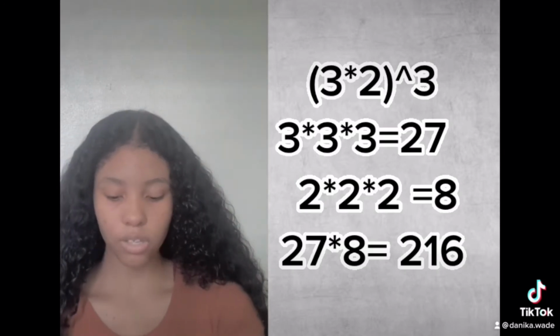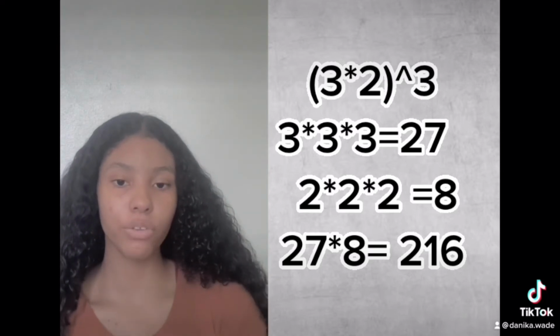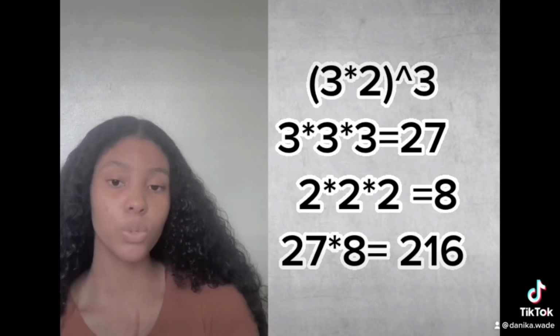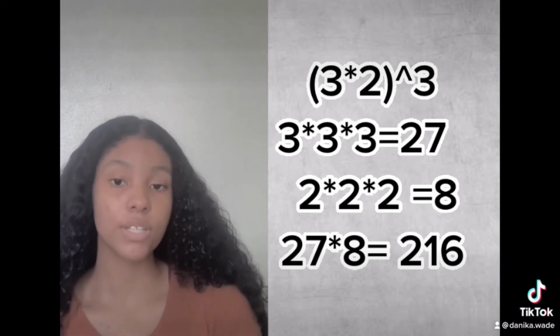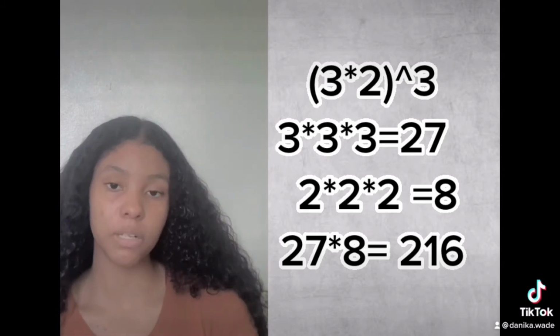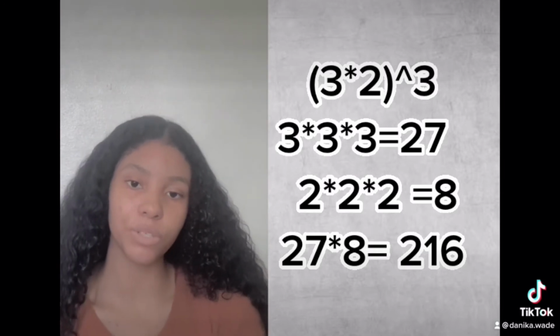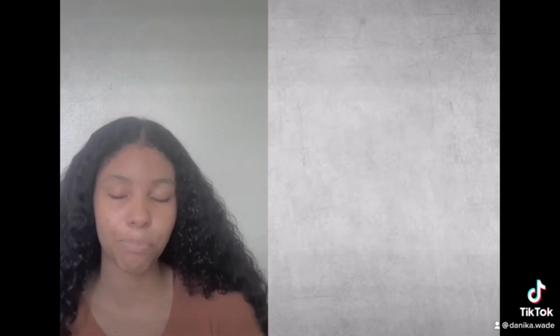You're going to write it out as 3 times 3 times 3, which is going to be 27. Then 2 times 2 times 2, which is going to be 8. And you multiply 27 times the 8, and you should get 216, which is going to be your final answer.